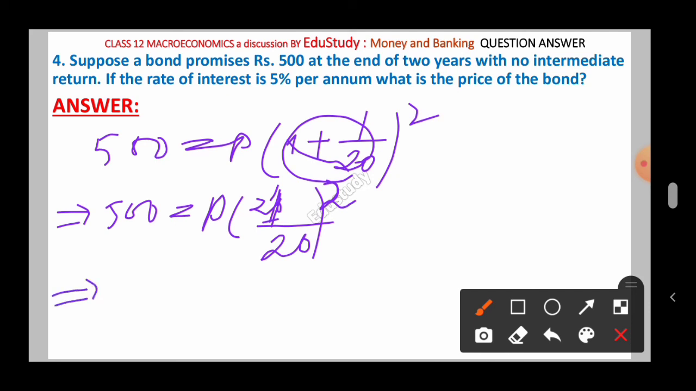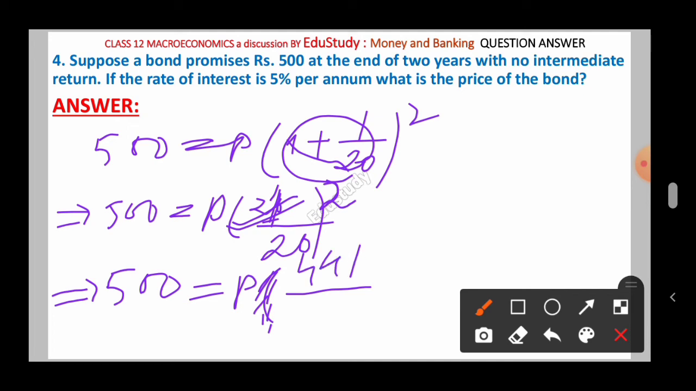And then you have to find the square of both the numerator and the denominator. The square of the numerator, you should not put the bracket here. The square of 21 is 441, and the square of 20 is 400. That means you will get P into 441 by 400.